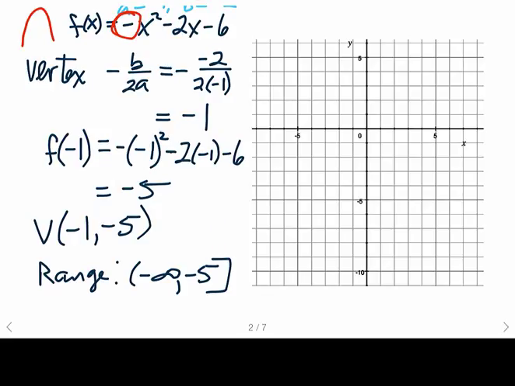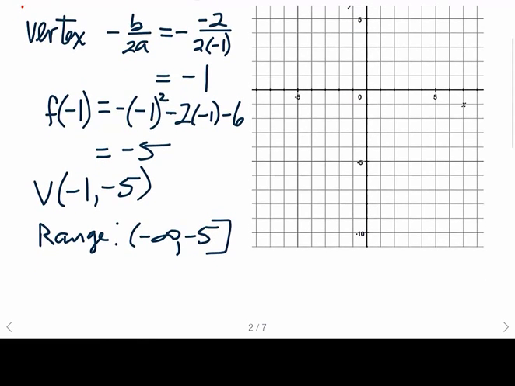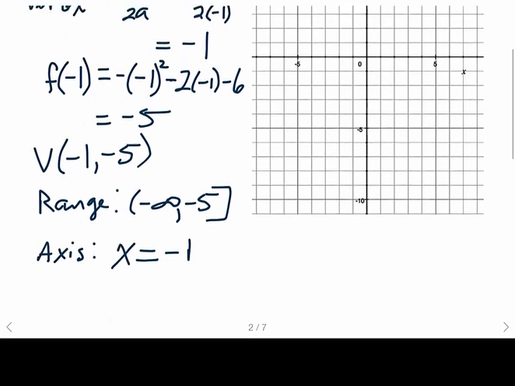We were also asked for the axis of symmetry, and as you recall, the axis of symmetry is a vertical line and so has equation x equals, and then we can rely on the x-coordinate of the vertex, negative 1. So x equals negative 1 is the axis of symmetry.